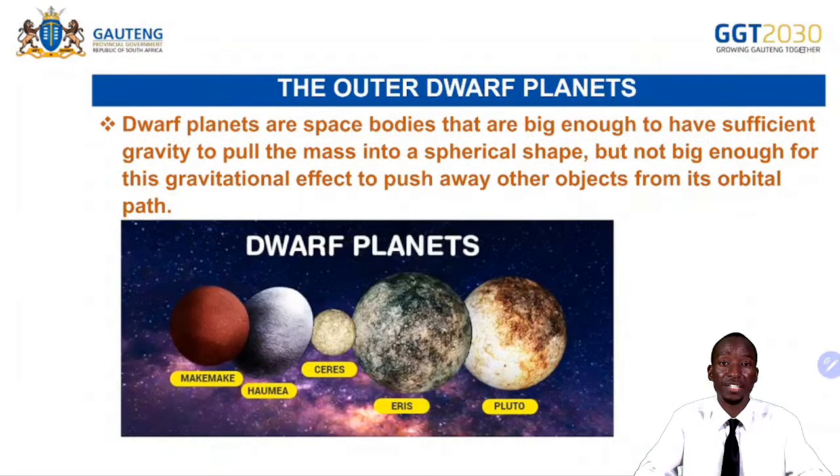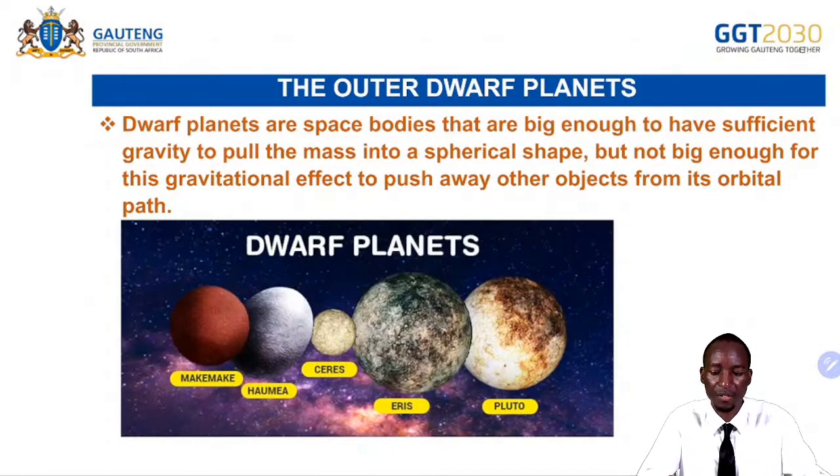Let's take a look at what are called the dwarf planets. Dwarf planets are space bodies that are big enough to have sufficient gravity to pull their mass into a spherical shape, but they're not big enough for this gravitational effect to push away other objects from their orbital path. Why are they called dwarf planets? Because the energy they have is not enough to push away other objects from their orbital pathway.